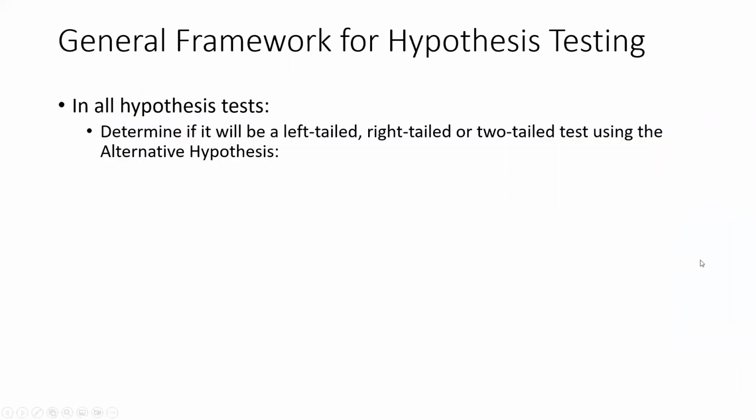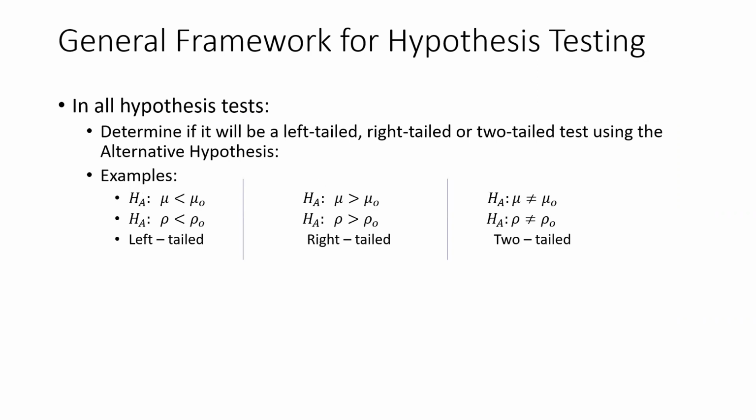The next step in the general framework for hypothesis testing is that in all hypothesis tests, you need to determine if your test is left-tailed, right-tailed, or two-tailed. And in order to do that, you focus in on the alternative hypothesis, the H sub A.